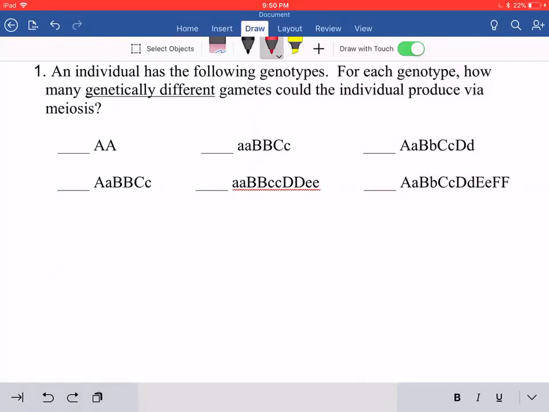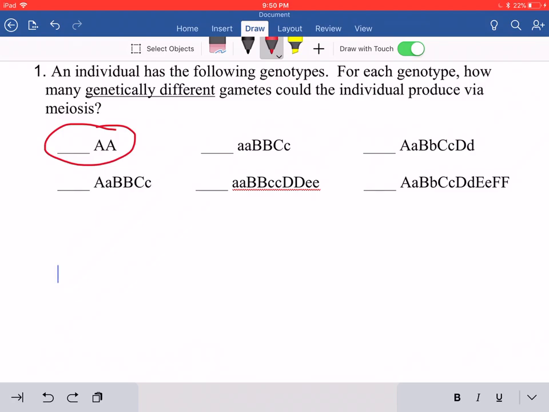Let's take a look at this question. An individual has the following genotypes. For each genotype, how many genetically different gametes could the individual produce via meiosis? So here we're taking a look at one individual. Let's take a look at this one with that particular genotype.